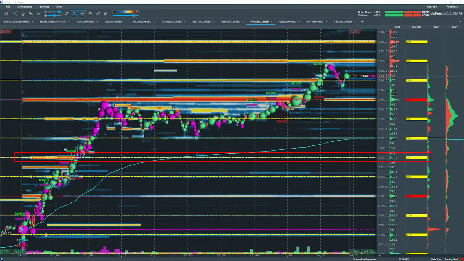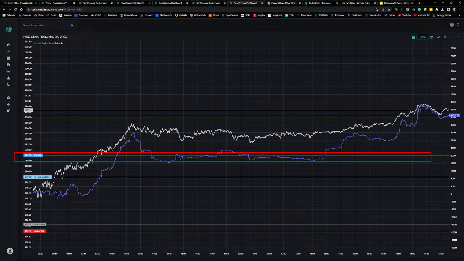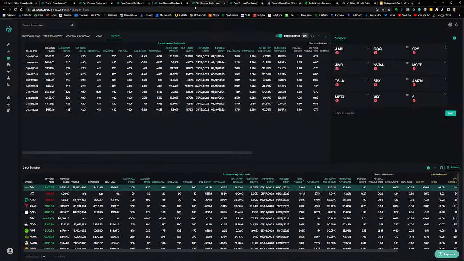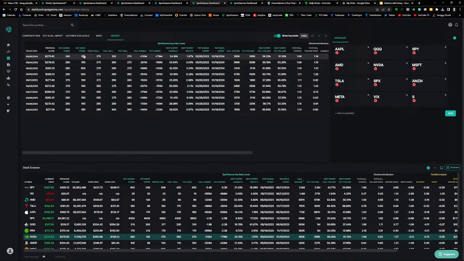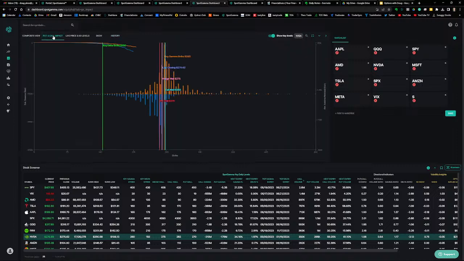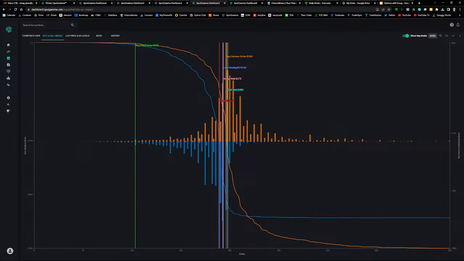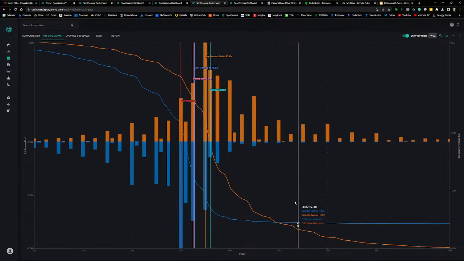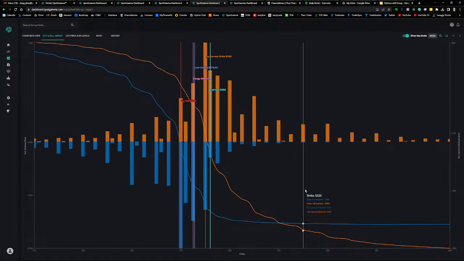All right, let's take a look at one other thing here. We can take a look at NVIDIA in the Spotgamma Equity Hub. Look at this chart and talk about the call wall breach. So I'm going to zoom in on this level. So here's the call wall at 282.